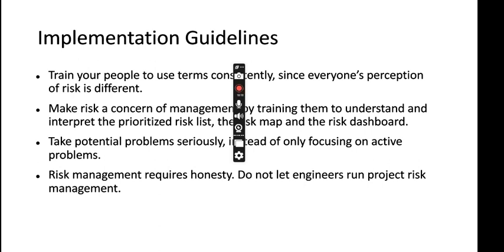Take potential problems seriously after you have prioritized. Take those potential events seriously, not only focusing on the active problems, but even those ones that are likely to happen. Then risk management requires honesty. Do not let engineers just run projects. I'm talking to the project managers now. Do not let the engineers run project risk management when you're not there. Be there and know what they have done, and where they are taking it.